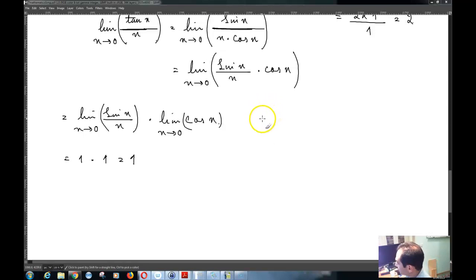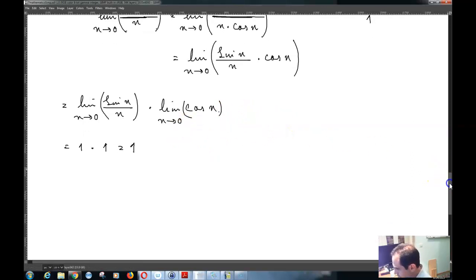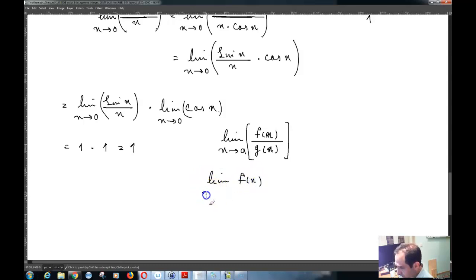So it says that, suppose that you want to evaluate some limit, for example, the limit of some function f of x by another function g of x, as x tends to some a. Okay, suppose that I want to evaluate this limit. Now, of course, the limit of some function f of x as x tends to a.